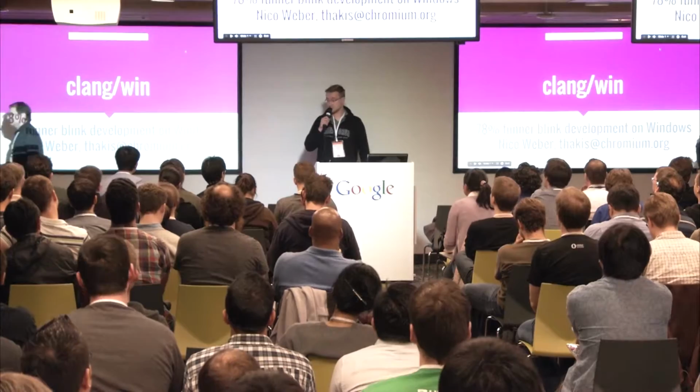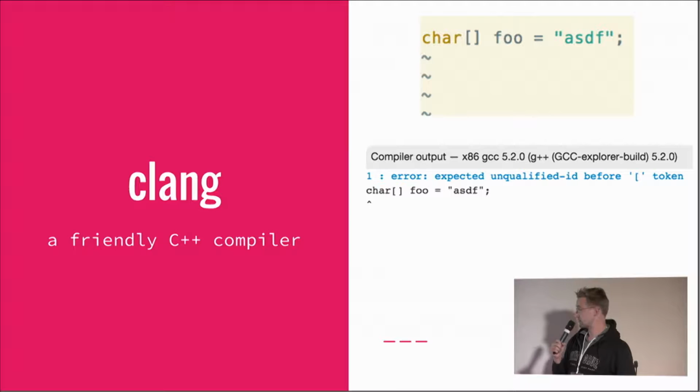Hello, I'm Nico. I want to talk very briefly about clang for Windows. If you don't know, clang is a friendly C++ compiler. So let's say you've been writing Java for a while, and then you write char array foo equals ASDF. Then some compilers will expect you to know what an unqualified ID is, while clang tells you, well, you probably want to put your brackets over there.